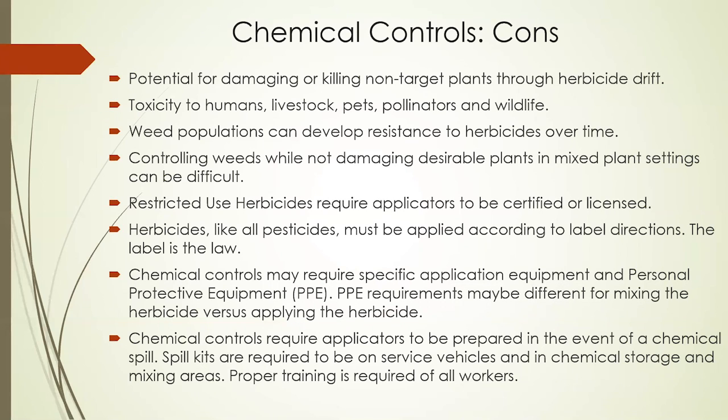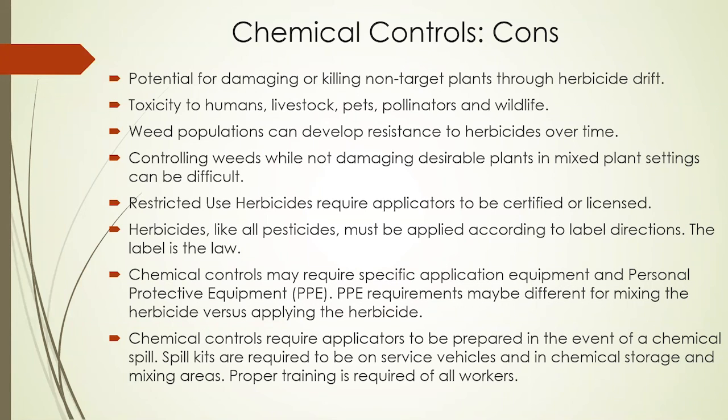What are the cons? Well, there's potential to damage or kill the non-target plants through herbicide drift. And both this and the second one here, toxicity to humans, livestock, pets, and pollinators and wildlife. Everybody has a camera. If you're applying herbicides or any kind of pesticides, recognize everybody's got a camera. You better have it together. You better do it right. You better document everything you do. And you better be aware that there are a lot of people out there that are adamantly opposed to any kind of chemical controls.